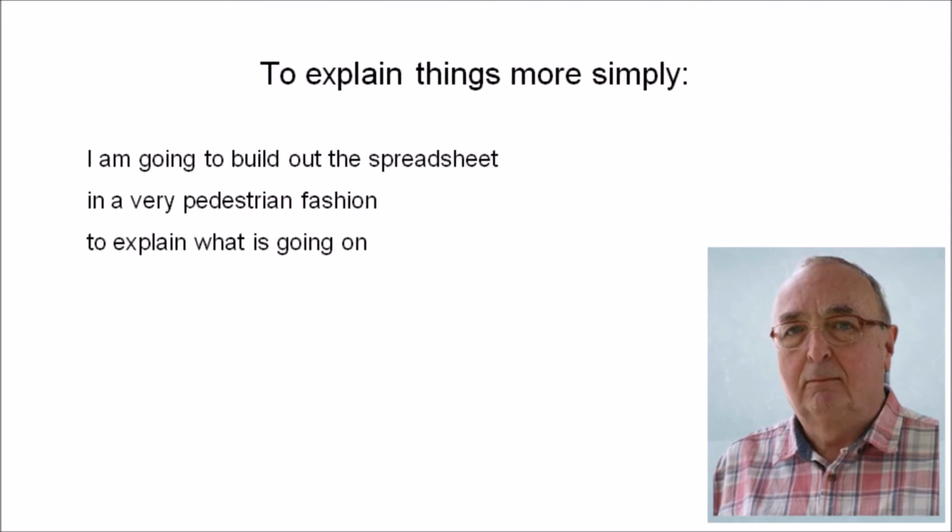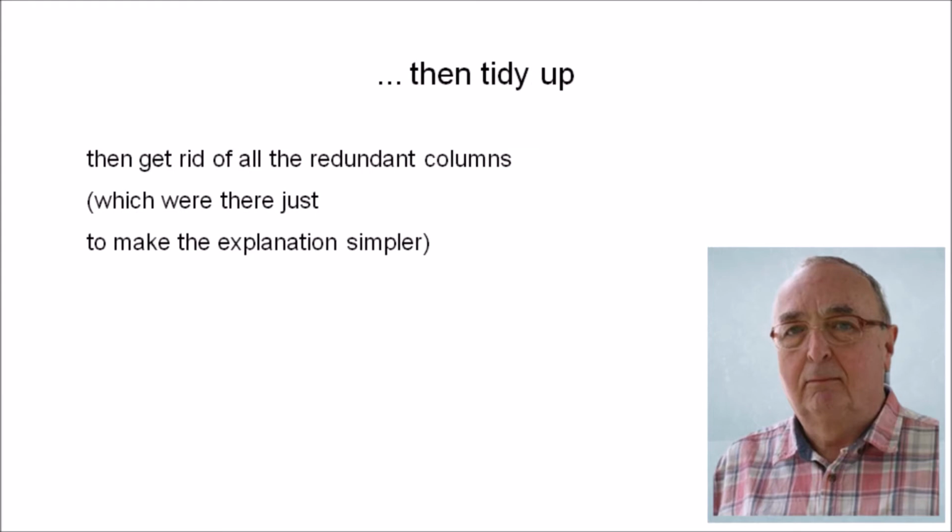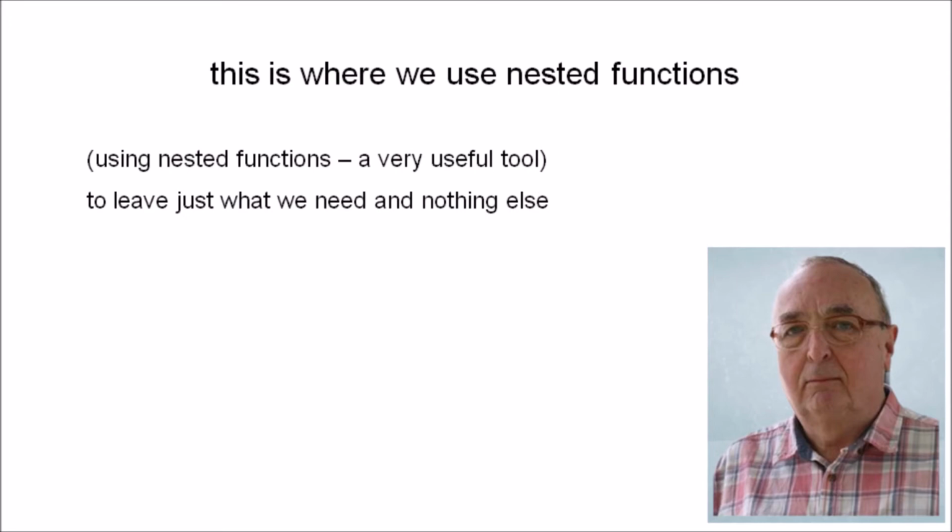Now, to explain things simply, I'm going to do things bit by bit. I'll create columns that just do one thing. Otherwise, I think it would be difficult to follow. So I'm going to build up the spreadsheet slowly and carefully and in a pedestrian fashion. But later on we're going to tidy the spreadsheet up and get rid of all these redundant columns. At this point we're going to use nested functions. In other words, functions inside functions. Both in Sheets and indeed in Excel as well, these are an extremely useful concept. We'll end up with just the columns we need and nothing else.